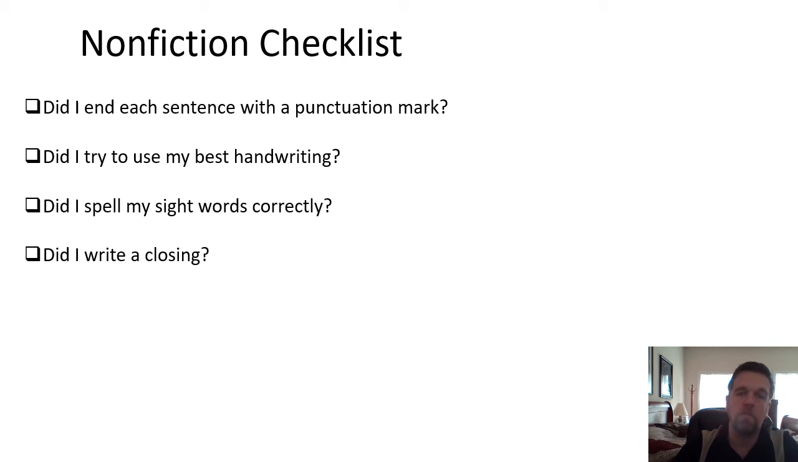Did I write a closing? If the introduction or the hook grabs the reader's attention and lets them know what they're going to be reading about, the closing reminds the reader this is what you've already read about. So we want to make sure that we remind the reader what they've read.